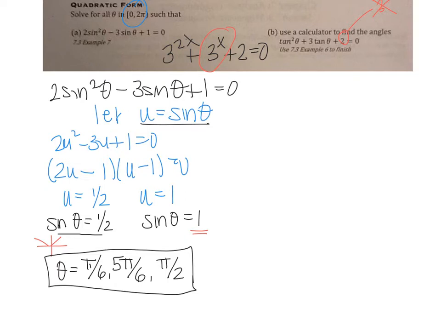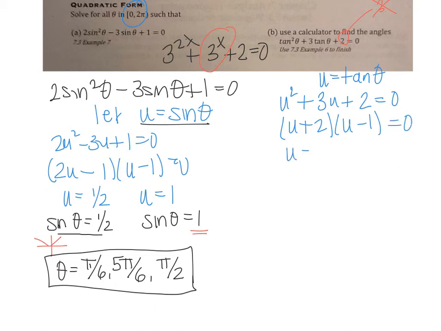And we're going to let u equal that tan theta. And so our equation becomes u squared plus 3u plus 2 equal to 0. So for this one, we're going to need a calculator for part of this, because in our factored form, u plus 2, u minus 1, we're going to get tangent theta equal to negative 2 and tangent theta equal to 1. And I'm going to do this equation right here.